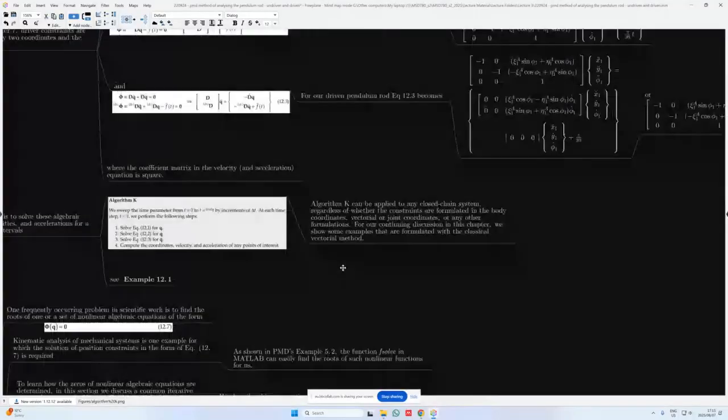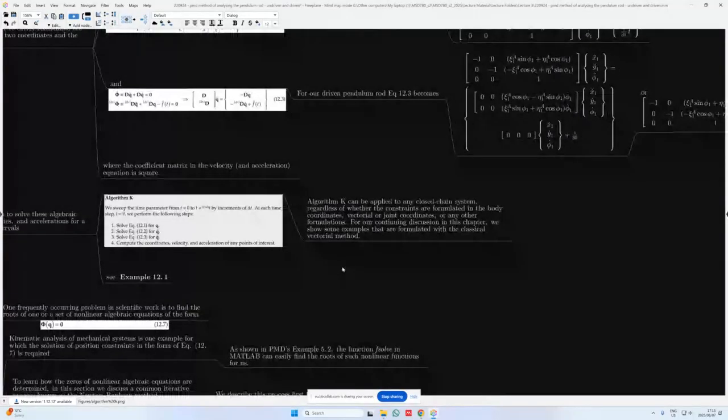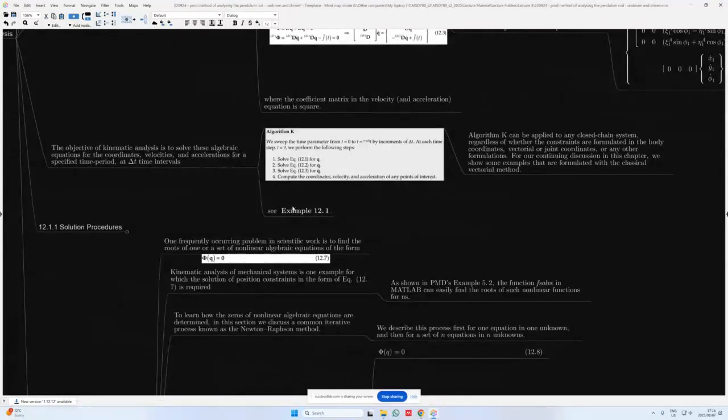Now, algorithm K can be applied to any closed chain system regardless of whether the constraints are formulated in the body coordinates, the vectorial or the joint coordinates, or any other formulations. For our continuing discussion in this chapter, we show some examples that are formulated with the classical vectorial method. We will look at that in a moment, with regards to example 12.1 as well. If you're more interested in looking at algorithm K and how it's solved iteratively, you can have a look at this example 12.1. Not too interested in the actual algorithm, just understanding that we have some sort of an iterative solver that's going to assist us when we start solving these types of problems in our workbench.